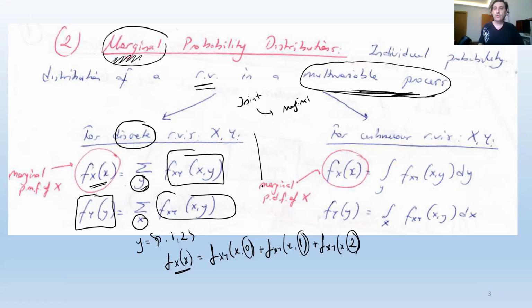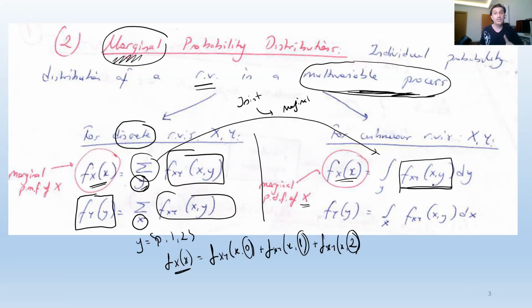Now, when it comes to continuous random variables, we are talking about probability density functions. It's the very same thing, but the summation sign turns into an integral. So if you would like to find the marginal probability density function of x, you take the joint probability density function. Note that this is a density function because we are talking about continuous random variables, and you integrate over y, over the range or support of y, over the values with non-zero probabilities.